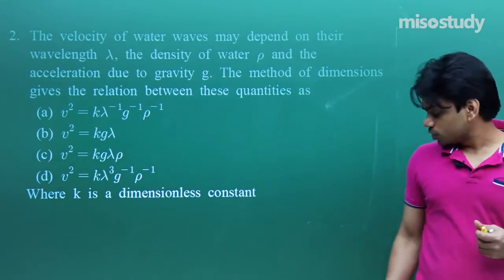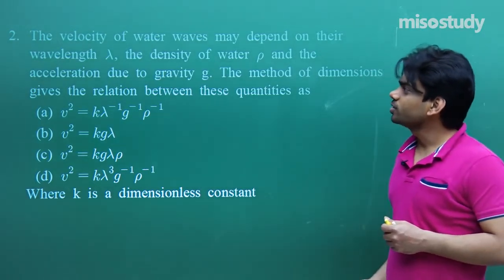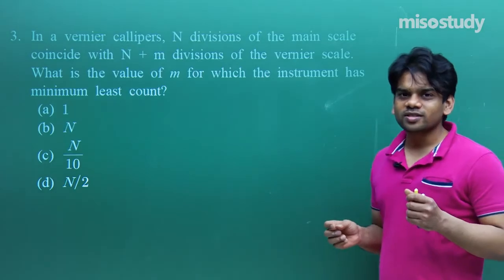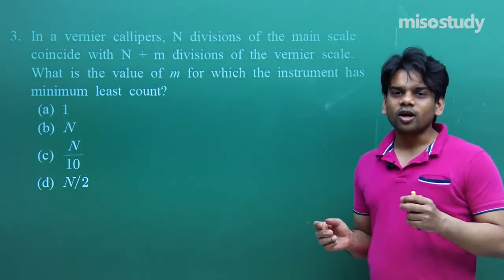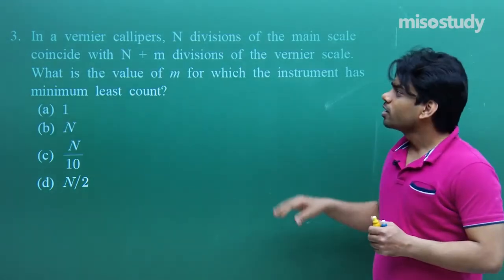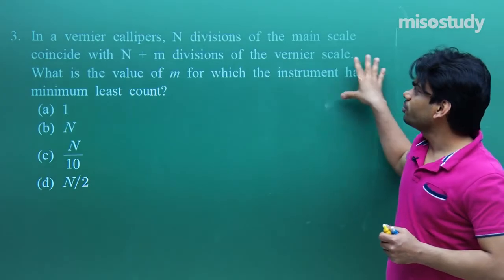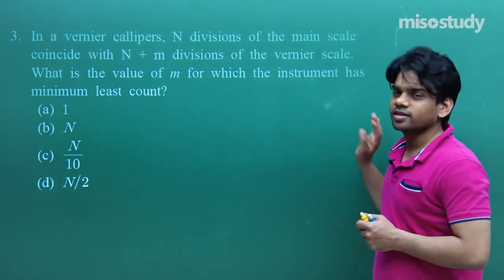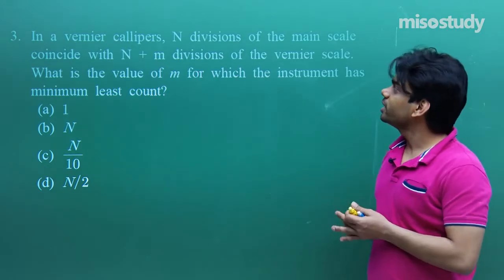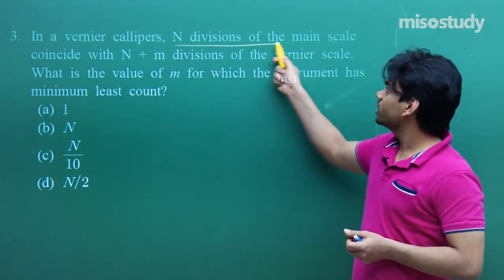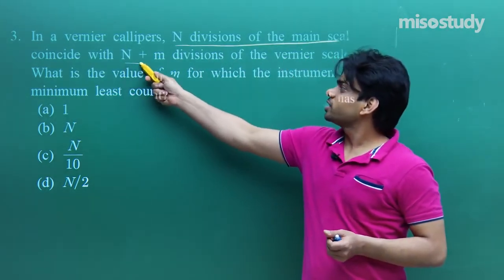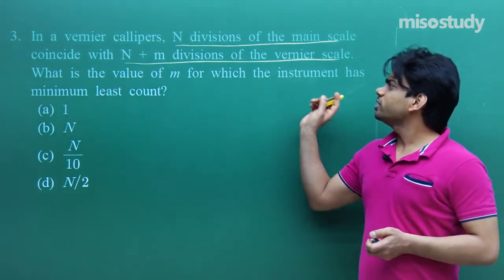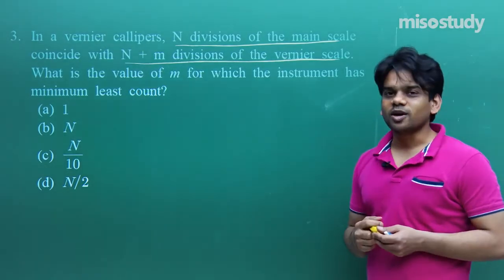Let's go with the next question of the class. Question number 3. In a vernier caliper, I have also discussed in the first chapter the concept of vernier caliper, how to use it. In a vernier caliper, n divisions of the main scale coincide with n plus m divisions of the vernier scale. What is the value of m for which the instrument has minimum least count?